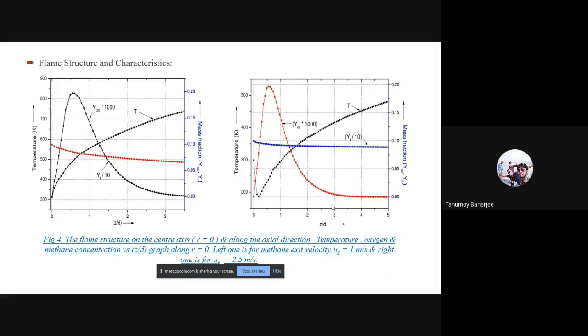Here we can see that for methane flow velocity 1 meter per second, the maximum temperature reached is somewhat 200 Kelvin higher than for the methane flow velocity of 2.5 meters per second. So it basically matches with the result in the paper that we have considered for our analysis. So it closely agrees with it.